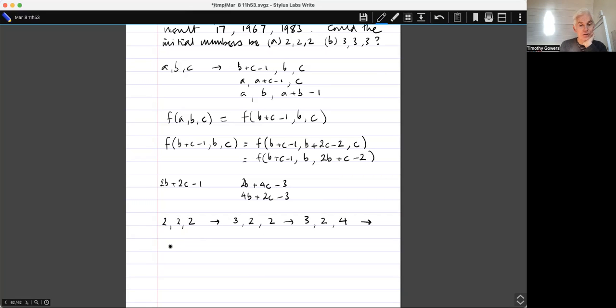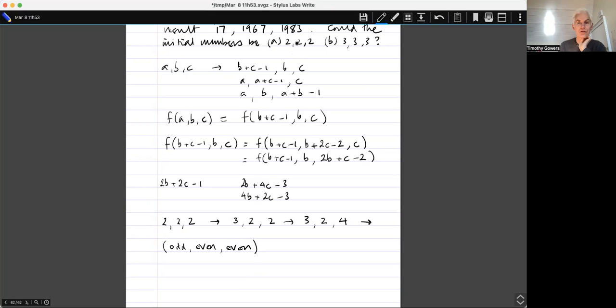So let's just have a look at this. If I've got odd, even, even, so my proposed invariant is just the parities of the three numbers. If I replace the first one by the sum of these minus one, it doesn't change. And if I replace the second one by the sum of these minus one, it doesn't change. And if I replace the third one by the sum of these ones minus one, it doesn't change. So it looks awfully as though that's invariant. It's never going to change.